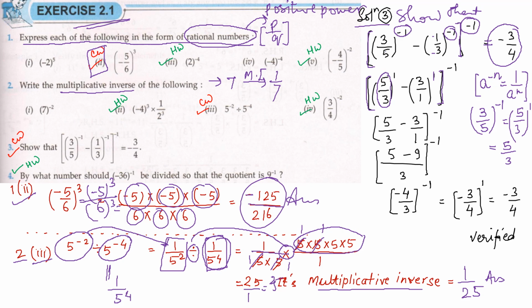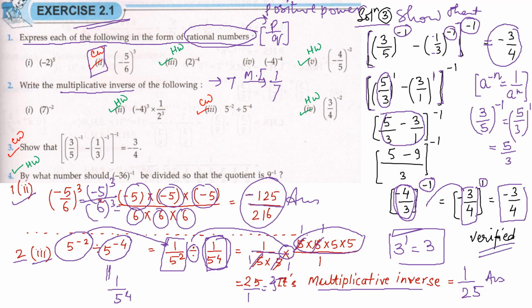Now this is your fraction part. When you solve, you will get the answer as minus 4 by 3. And outside the bracket you have a power of minus 1. Power of minus 1 means invert your answer. So we got minus 4 by 3 here. Change it to minus 3 by 4 here, to the power 1. So 1 generally we don't write, like 3 to the power 1 is equal to 3 only. That's why minus 3 by 4 to the power 1 is equal to minus 3 by 4. So our answer is verified.